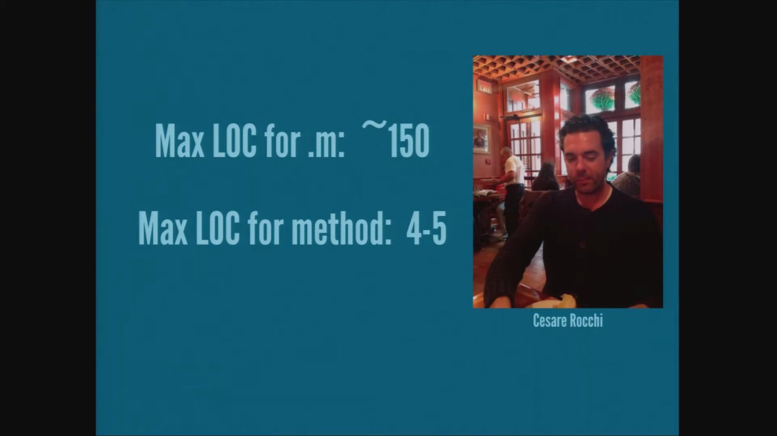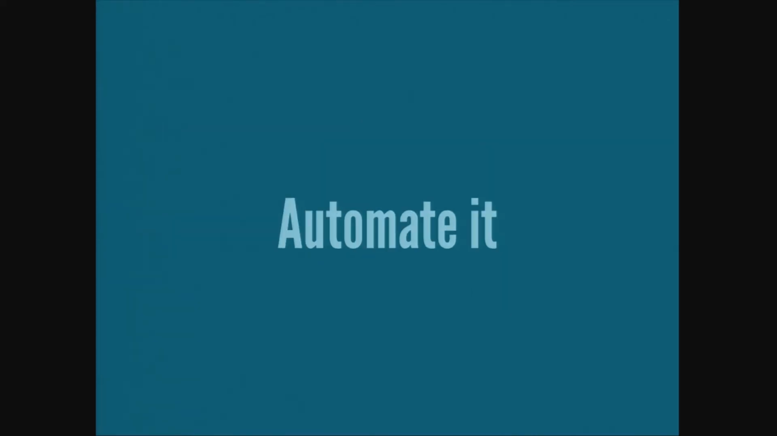You may totally disagree with these numbers and think he's crazy, and you'd be right. But the point is, he picks some numbers and he tries to stick with them. You can also automate this process to avoid getting in the situation where you didn't realize that you just added 100 lines of code to a class and pushed it over your limit.